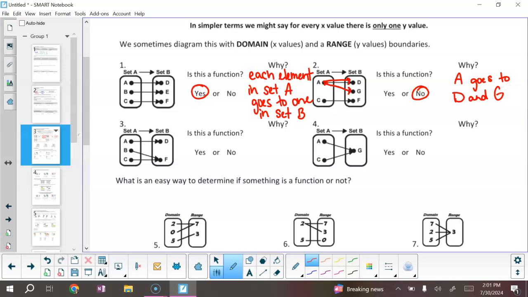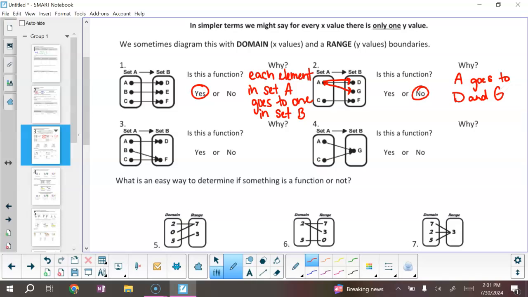Okay, number 3. A goes to D, B and C are both going to F. Now, be careful with this one because I could see some of you circling one of those 2 answers because maybe you're misunderstanding what it means to be a function. Remember, what we said is that everything from set A needs to go to one location, one point on set B. Okay? So some of you might have thought no, because you see that B and C are both going to F.